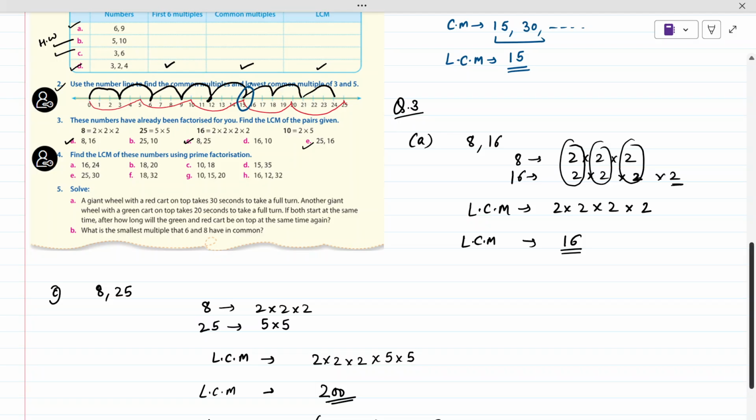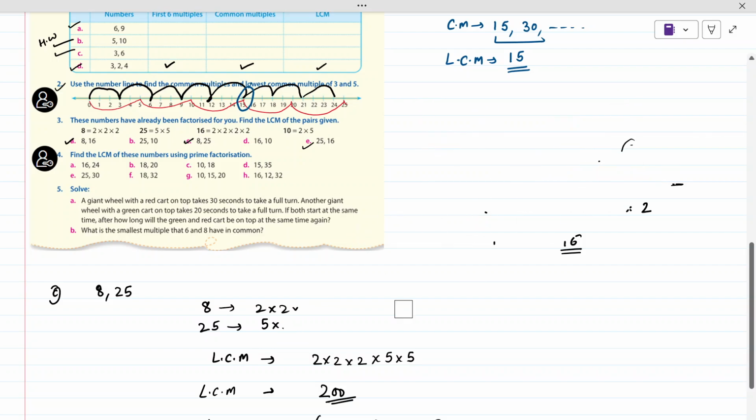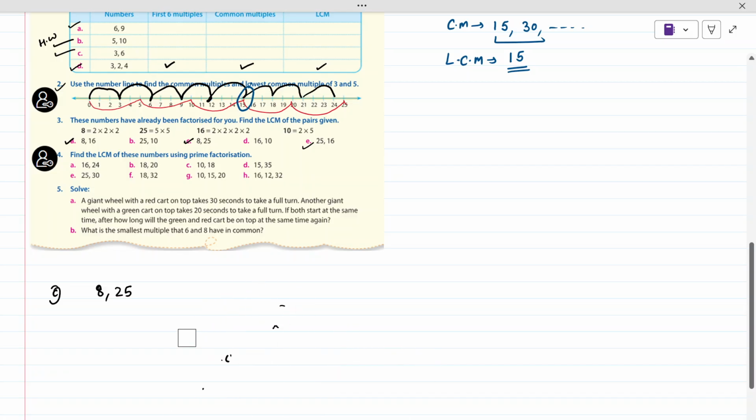Now let us move to the next question, question number 4, where we have to find the LCM using the prime factorization method. To find the prime factorization, we have used two methods, right? So we can use any of those. Question number 4. Let us do the first question. A part, 16 and 24.